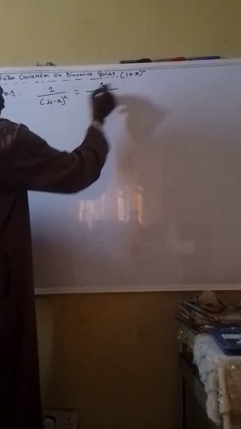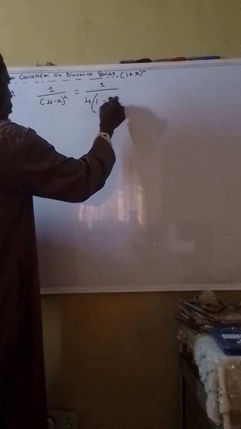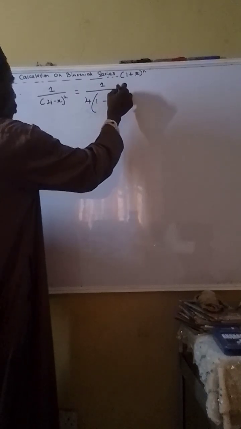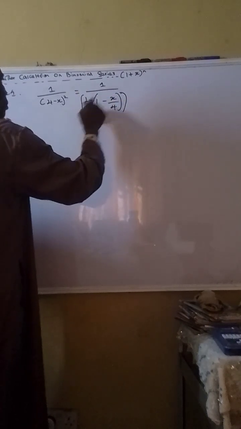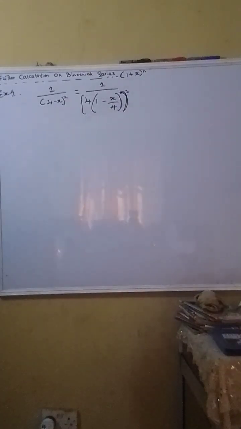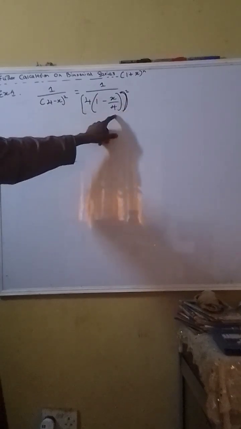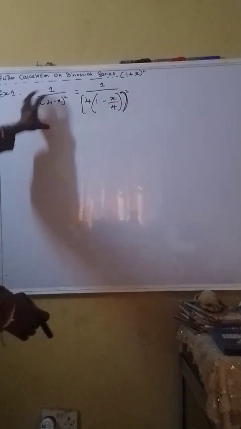Now, from here, I could say that I have 1 over 4 into bracket 1 minus x over 4, everything raised to power 2. Are you getting what I'm saying? 4 into bracket 1 minus x over 4, everything raised to power 2, because everything is inside this bracket raised to power 2.